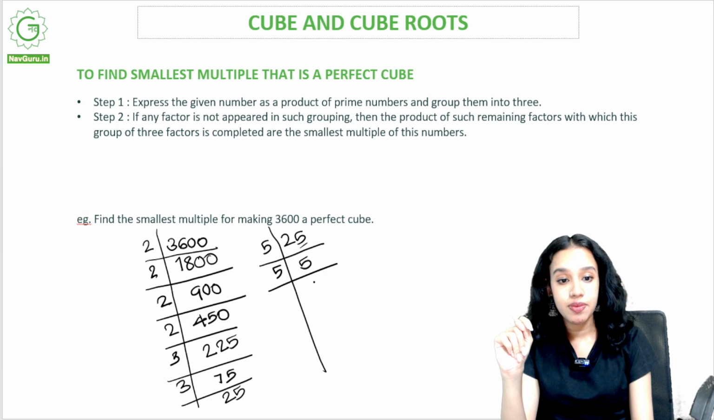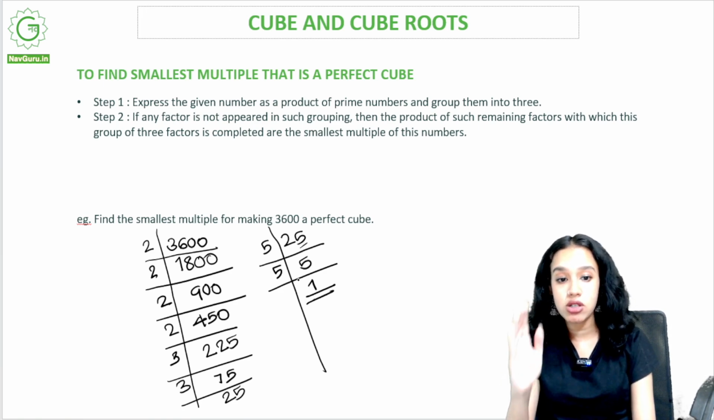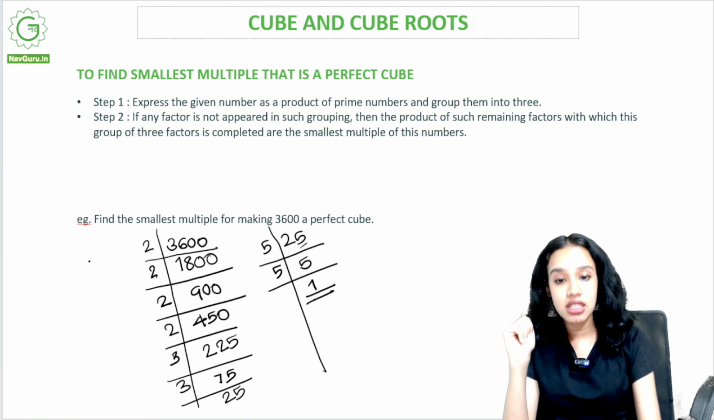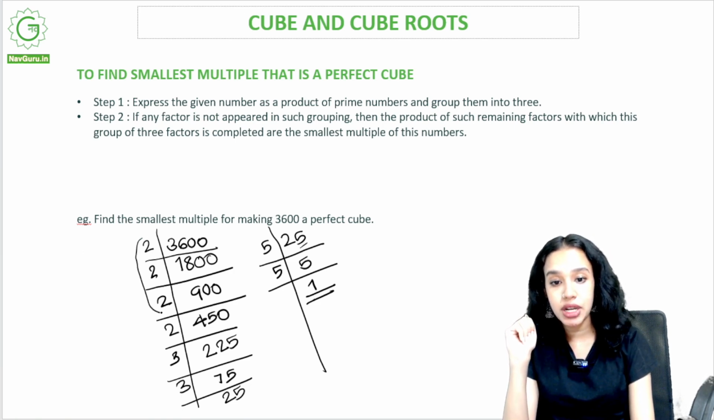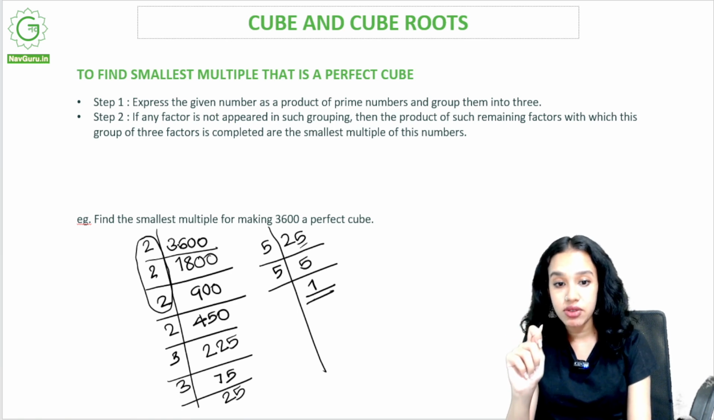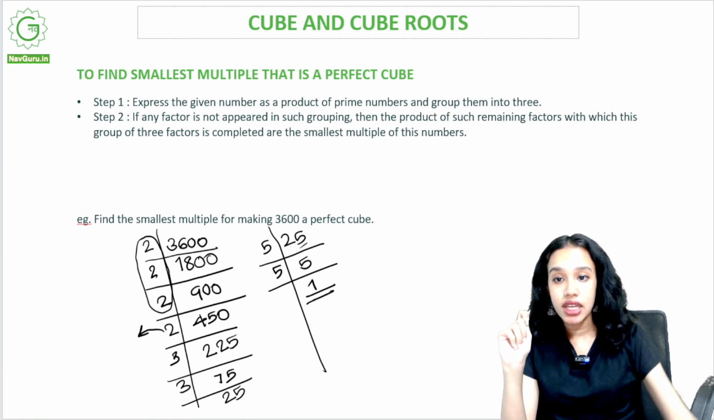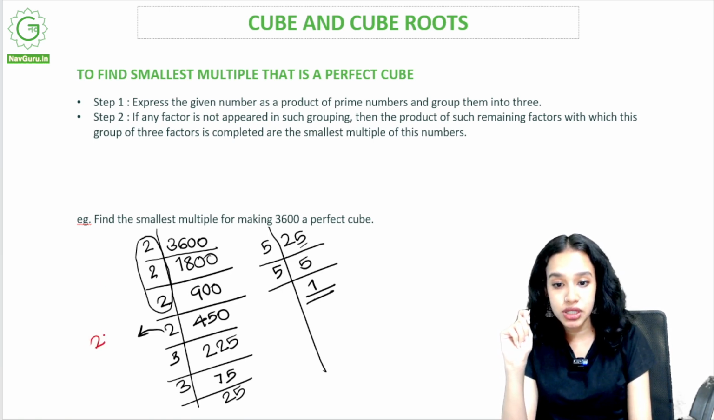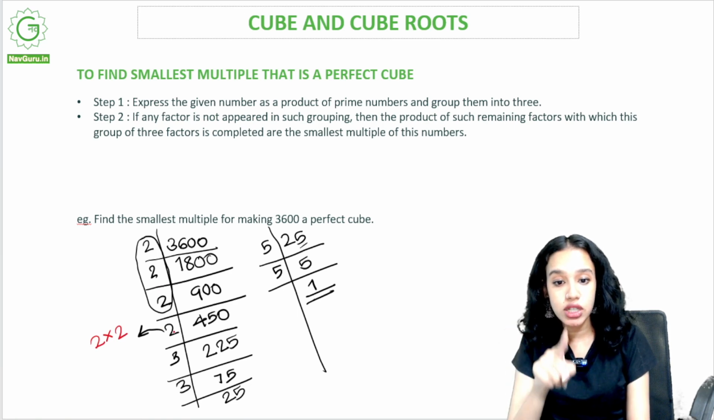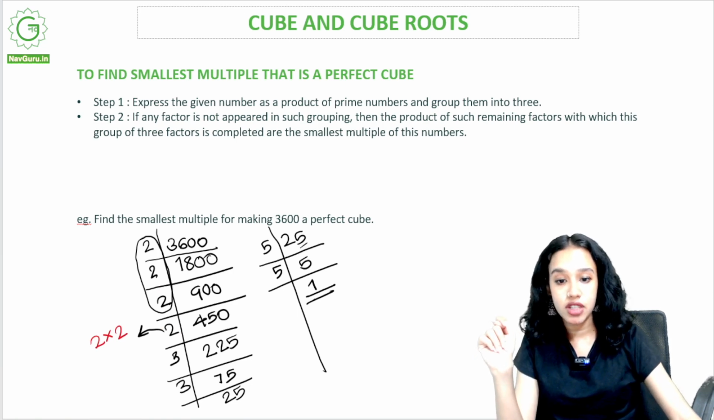Now 1 times 5 is equal to 5 and we reached 1. When we reach 1, we stop the factorization and let's see. We have a triplet of 2. We are grouping every number which has 3 together. Now this would have been a triplet if we had 2 more 2's, right? 2 into 2 into 2 would be a triplet, right?